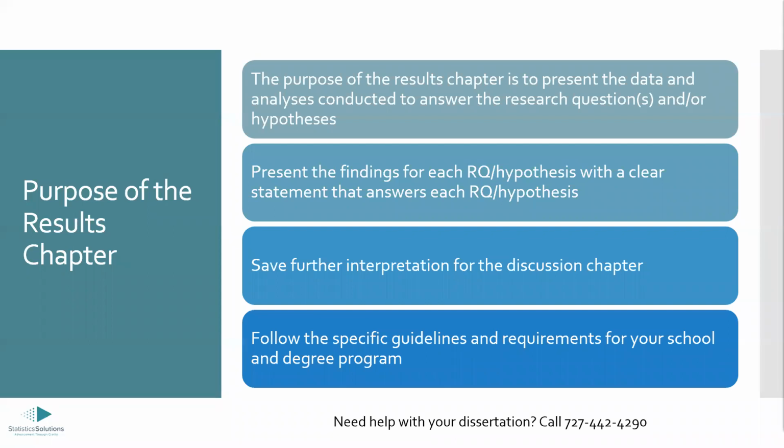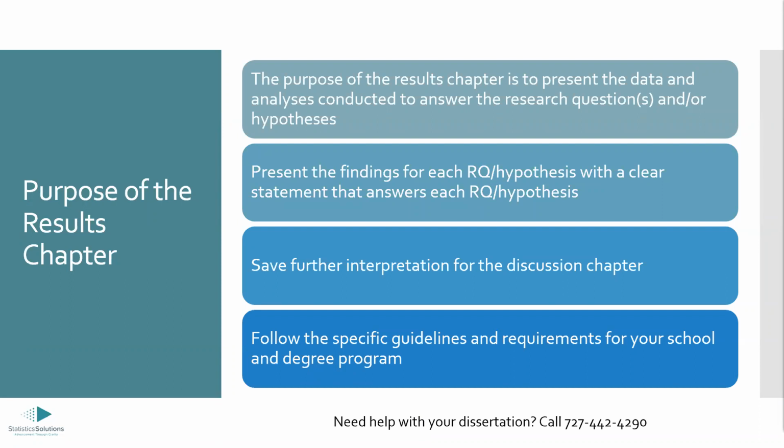So first, let's talk about what the purpose of the results chapter is and why the results chapter is important. The purpose of the results chapter is to present the data and analyses that were conducted to answer the research questions. In the previous chapters of your dissertation, you are establishing why you need to conduct the research and how you're conducting the research. When you get to the results chapter, you're finally presenting the results of that research, or what you found. You're just presenting the answers to the research questions and hypotheses.